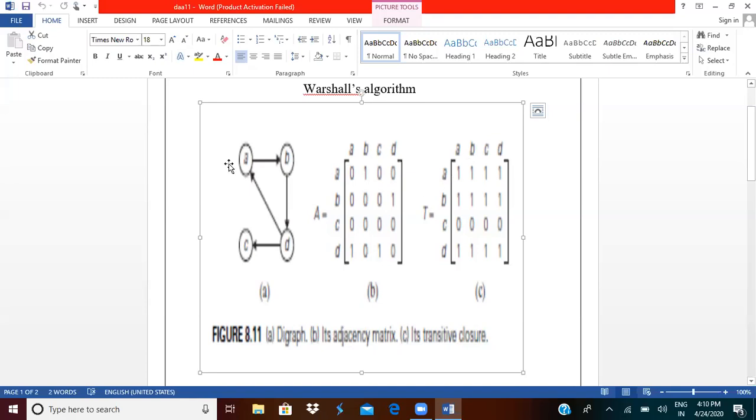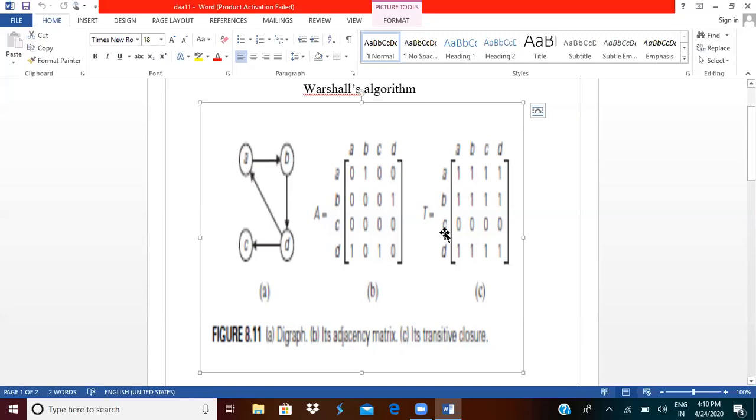A to A: A to B I will go, B to D I will go, D to A I will come back, so it is 1. Next, A to B is 1. A to C: A to B, B to D, D to C, which is 1. Next, what is A to D? A to B, B to D, which is 1. So based on this positive length edge from A through some vertex to another vertex, we fill either 1 or 0.